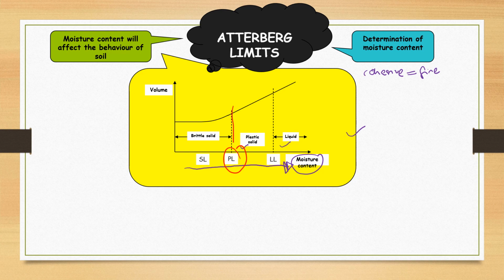So this is the minimum water content, or moisture content. When talking about plastic limit and liquid limit, we are talking about determinations of moisture content. The plastic limit is the minimum amount of water for the soil to behave as plastic.